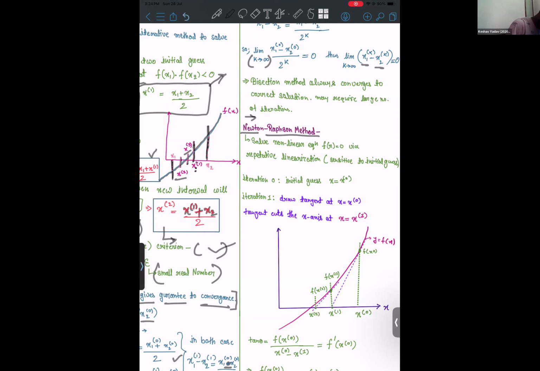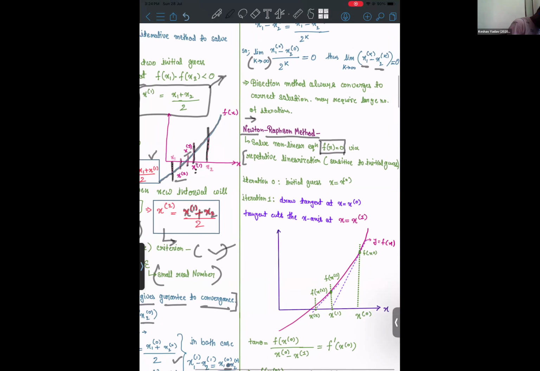Suppose we want to solve some non-linear equation f of x equal to 0. What does Newton-Raphson do? It repetitively linearizes this f of x. What do we mean by linearization? That we will see now. And this Newton-Raphson method is very sensitive to the initial guess. If you are not clever enough to take a good initial guess, you may not get an approximate or close to exact solution by using the Newton-Raphson method. So it is very sensitive to the initial guess.